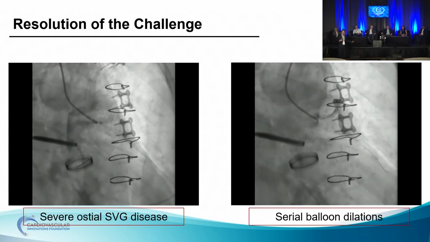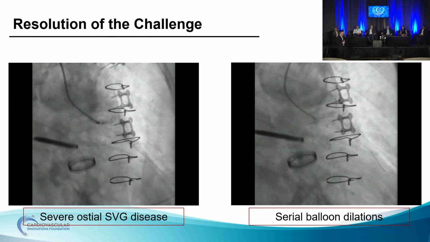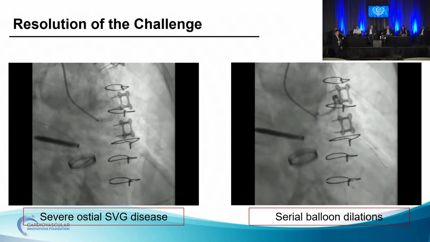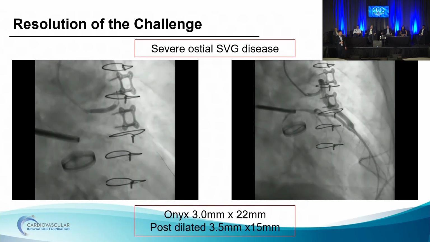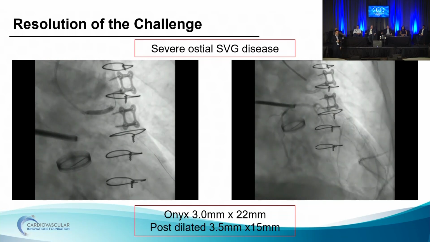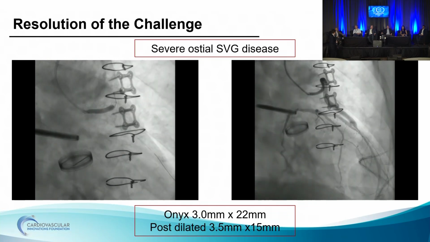So we access it. We start wiring. Actually, wiring was not as hard, so we were in that context. And we started doing serial balloon dilations. We got good flow, so we decided to stent it. We post-dilated, and you can see the vein graft is back, and it pretty much gives his whole anterior wall.